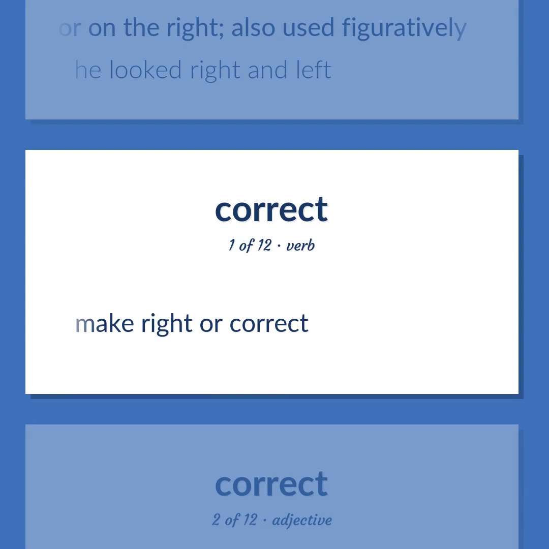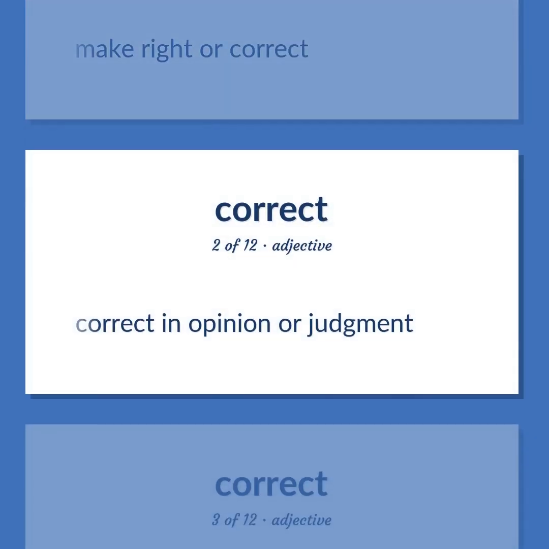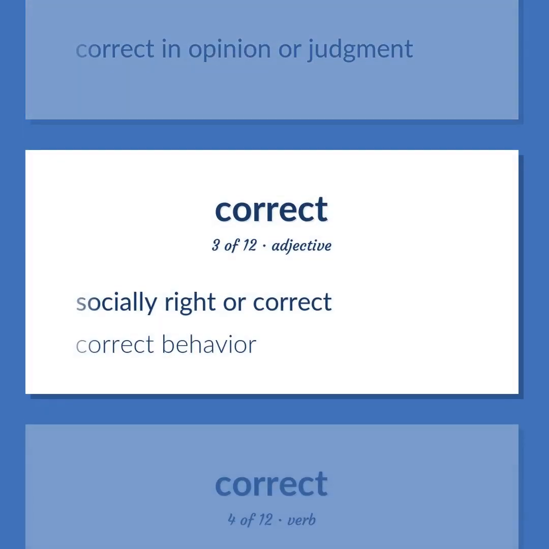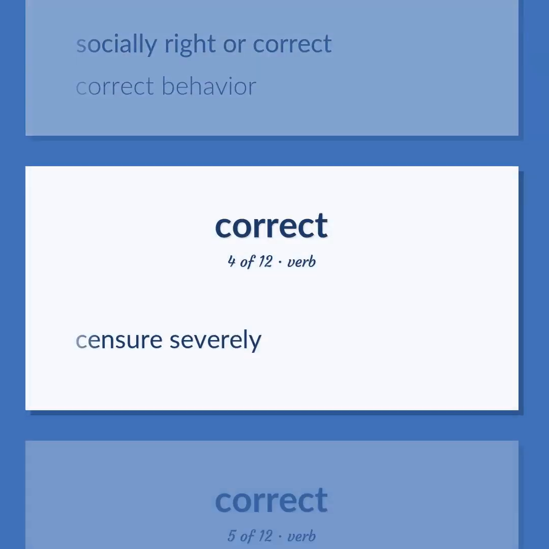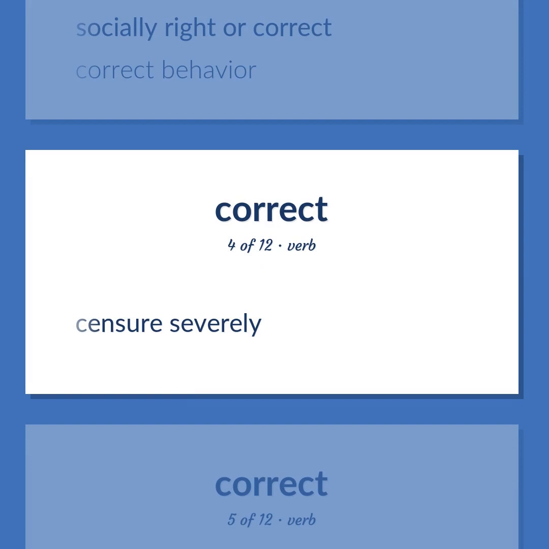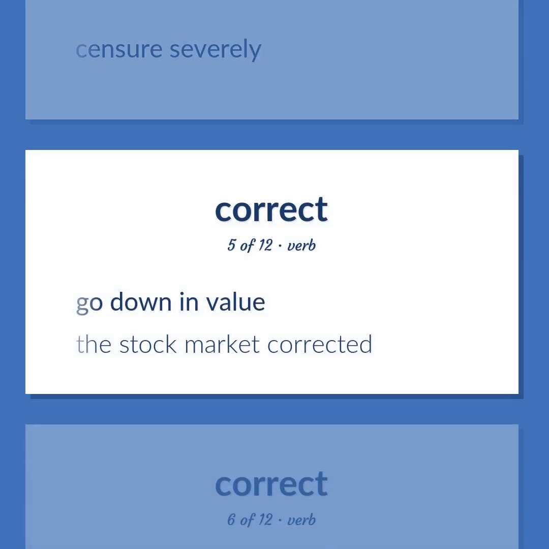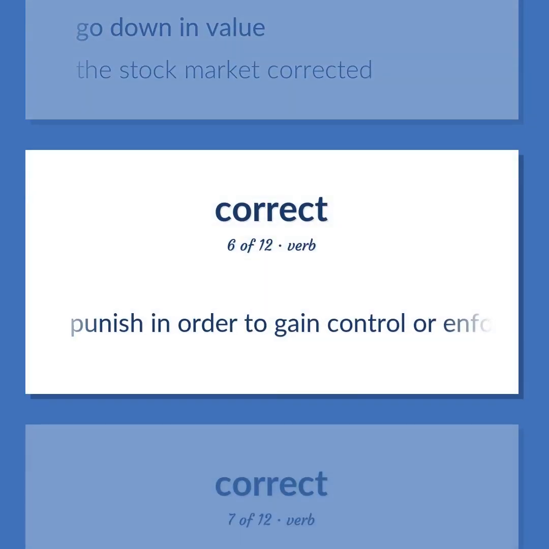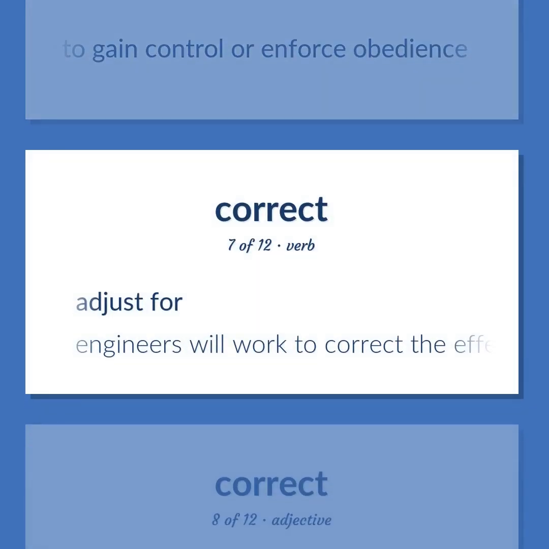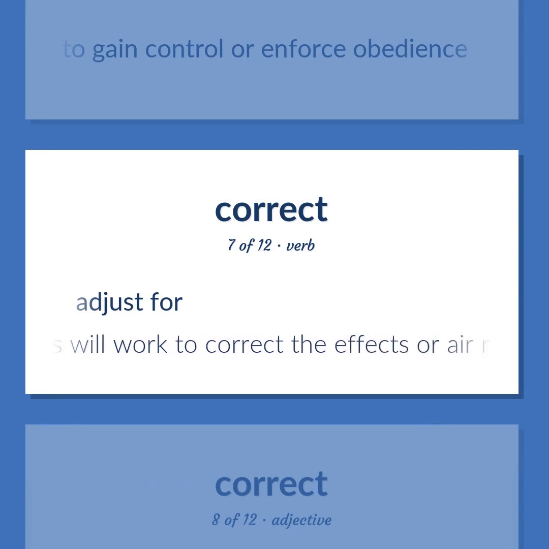Make right or correct. Correct in opinion or judgment. Socially right or correct. Correct behavior. Censure severely. Go down in value. The stock market corrected. Punish in order to gain control or enforce obedience. Adjust for. Engineers will work to correct the effects or error resistance.